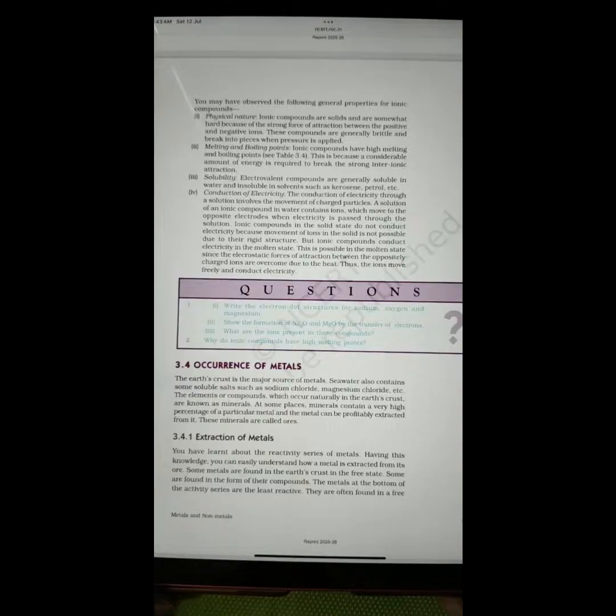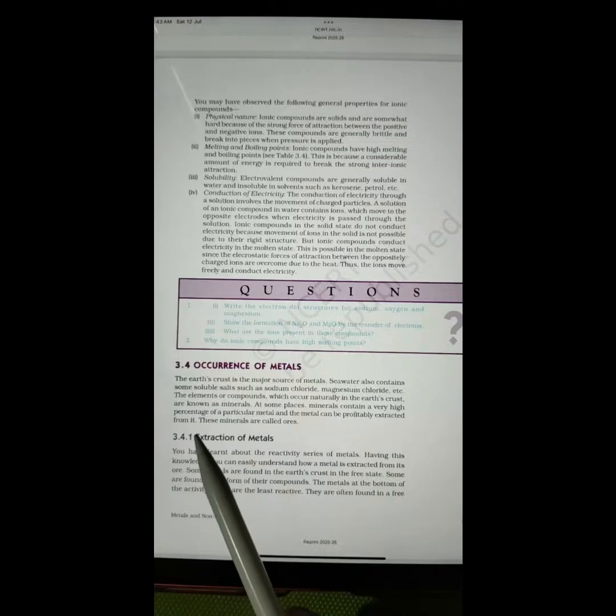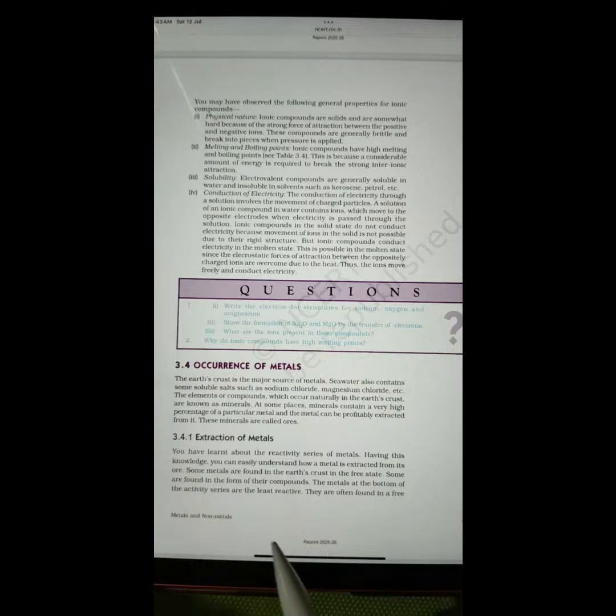3.4.1 Extraction of metals. Just wait a second.